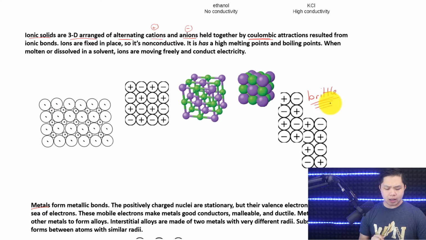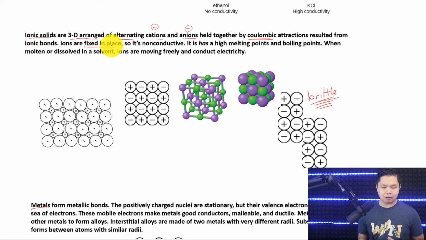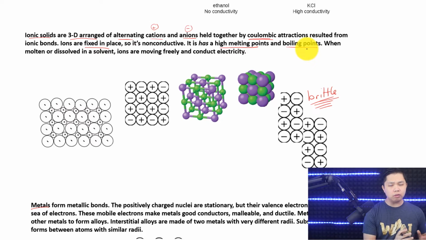Well, one thing we have to realize, again, if we look at this, the ions pretty much stay in one place. So it's fixed in place, and therefore it is non-conductive. It's not going to conduct electricity. Because of the strong Coulombic attraction between the opposite charges, ionic solids have a very high melting point and boiling point. Of course, like any substance, we can add enough heat to energize it, to increase the kinetic energy so that it becomes molten. So we can actually melt it. When it is in molten form, the ions are now freely moving, so it is able to conduct electricity.